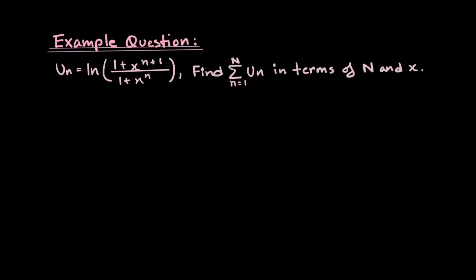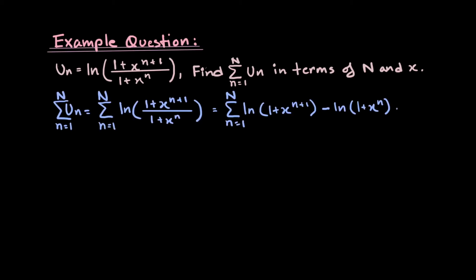So looking at the example question, they provide us with an expression: ln of (1 plus x to the power n plus 1) divided by (1 plus x to the power n). They ask us to find the sum with the limits of 1 and capital N of this expression. Write the sum in terms of n and x. So we can write ln of (1 plus x to the power n plus 1) divided by (1 plus x to the power n) as ln of 1 plus x to the power n plus 1, minus ln of 1 plus x to the power n.